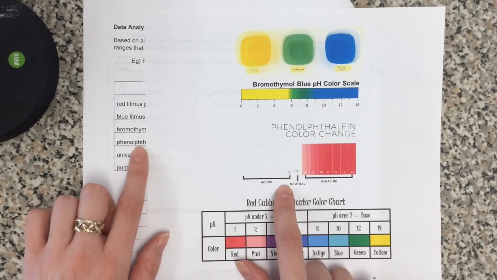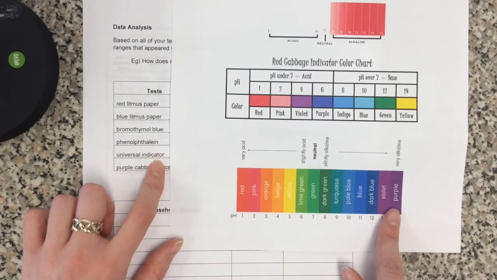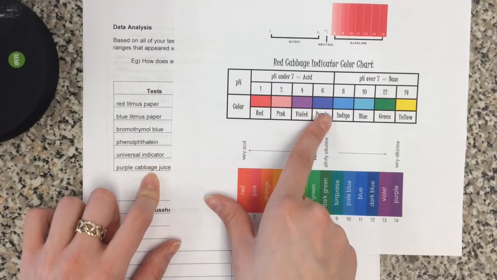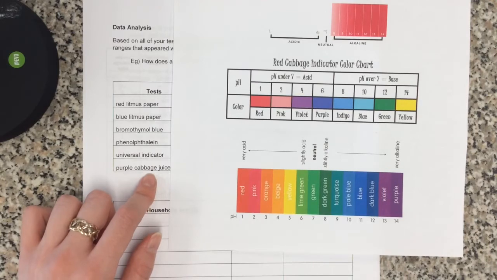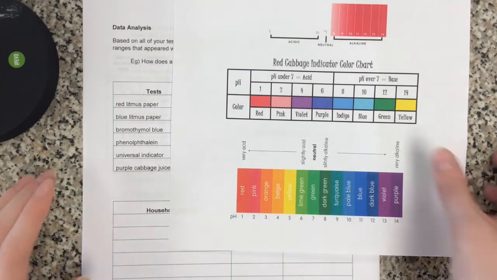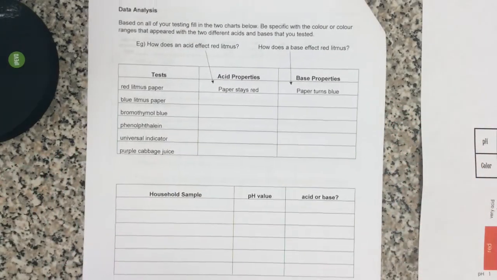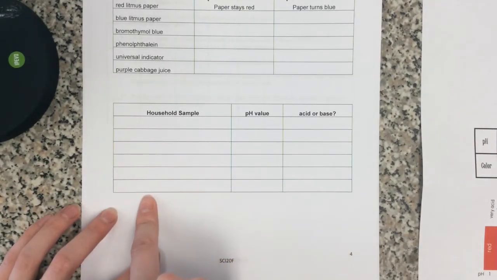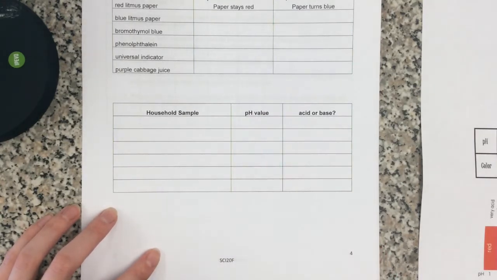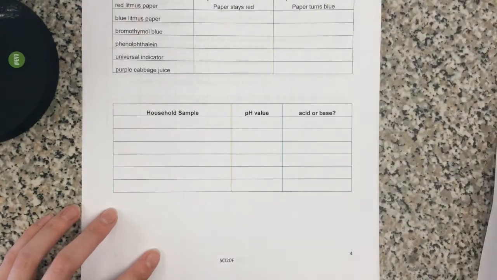Same thing for your phenolphthalein. And for your universal indicator and your cabbage juice, please tell me the color range. So just tell me a range of colors that you could find when you test an acid versus when you test a base, and fill in the chart. The next table is asking you to list the household samples that we did together, write the pH value that you think it is, and whether or not it's an acid or a base, based on the colors that it turned and your knowledge of what that means.